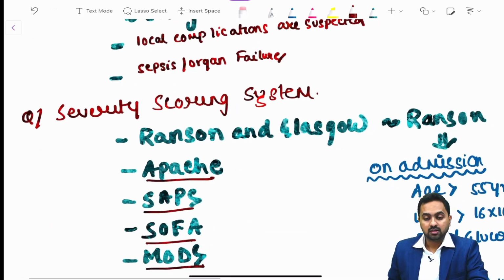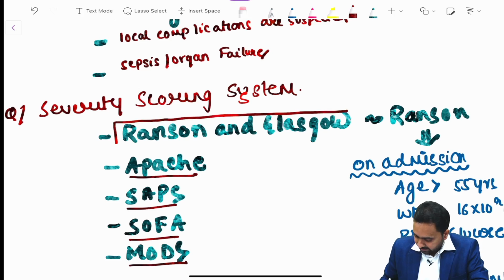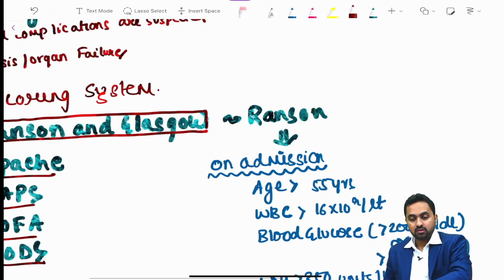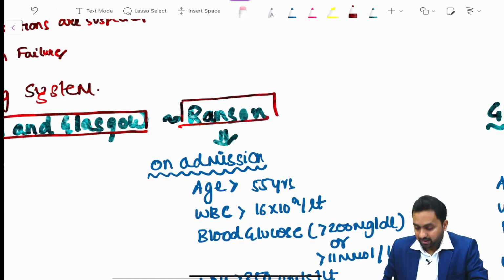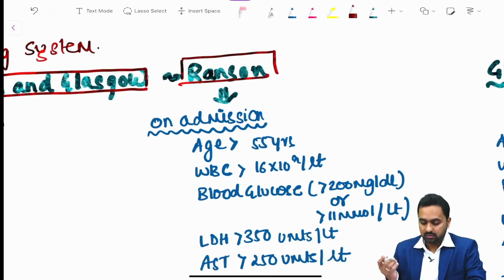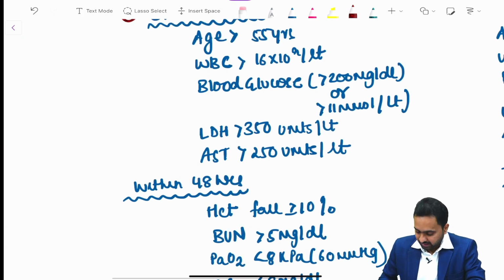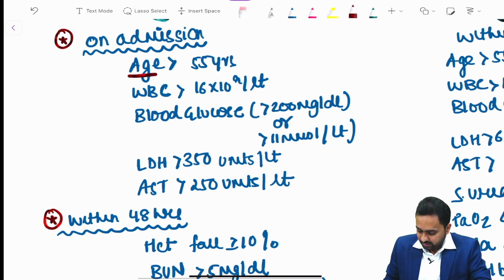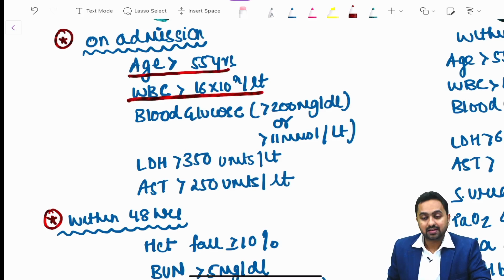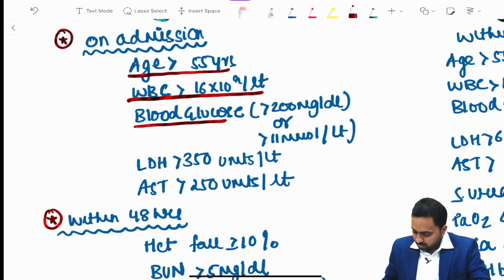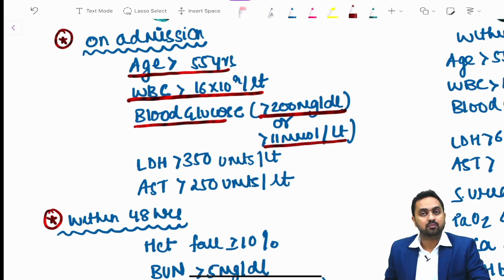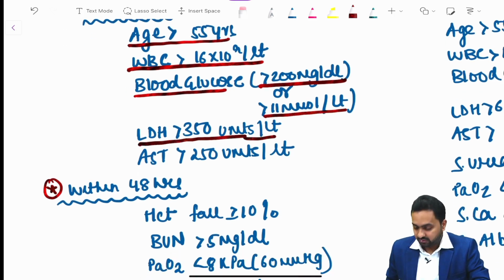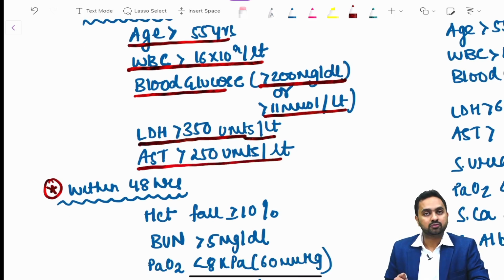SOFA and MODS. So, the most important that we would be discussing are Ranson and Glasgow. So, first we discuss the Ranson. Ranson basically checks your severity at 2 points, one on admission and second within 48 hours. So, on admission, what are the parameters? It includes age more than 55 years, white blood cell count more than 16 into 10 to the power 9 per liter, blood glucose more than 200 milligram per deciliter or more than 11 millimole per liter. Then we have LDH more than 350 units per liter and AST more than 250 units per liter.